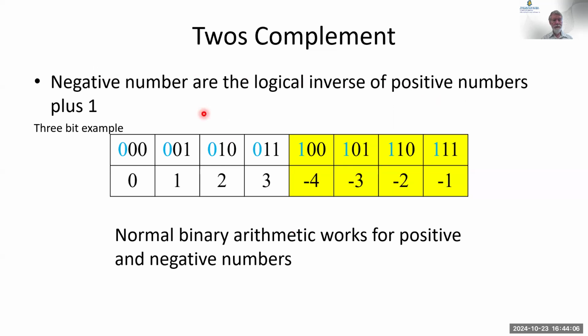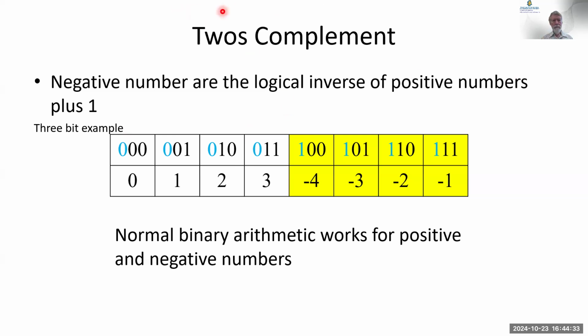Two's complement doesn't do that. Two's complement flips all the bits and adds one. So here are the 8 possible combinations of 3 bits. And as you can see, if the leftmost bit is 0, then it's positive. The leftmost bit is the sign bit. Generally, 0 means positive, 1 means negative.